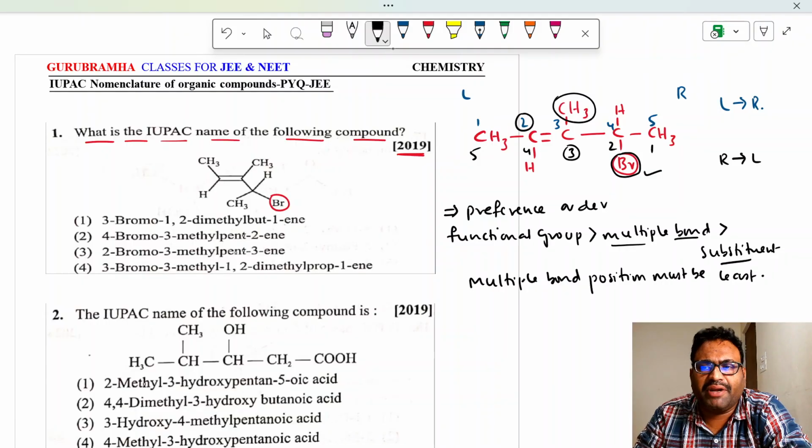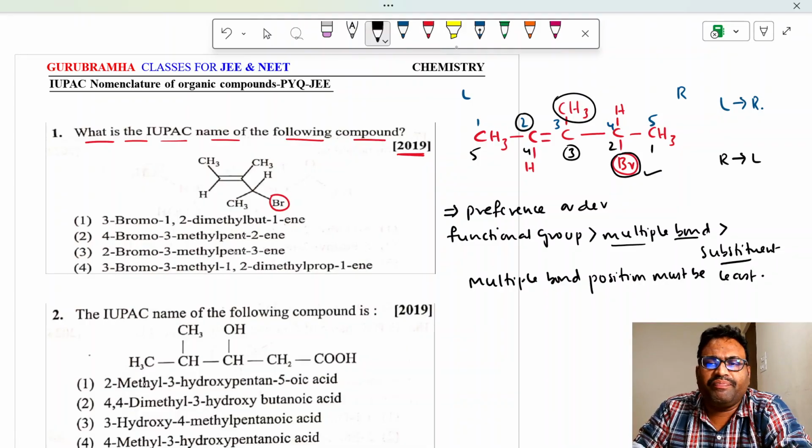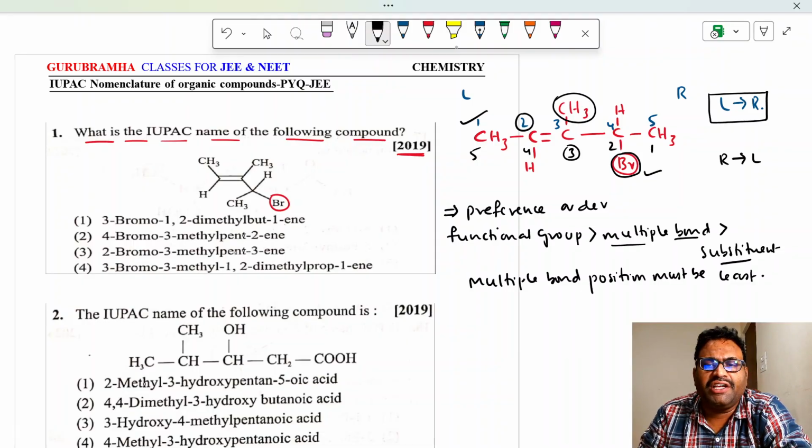So in which numbering, whether from right to left or from left to right, are you getting the least position for the multiple bond? When you are numbering from left to right, we are getting the least position for the multiple bond. So numbering from left to right will be the correct numbering. Are you getting this? So then let us name the compound.